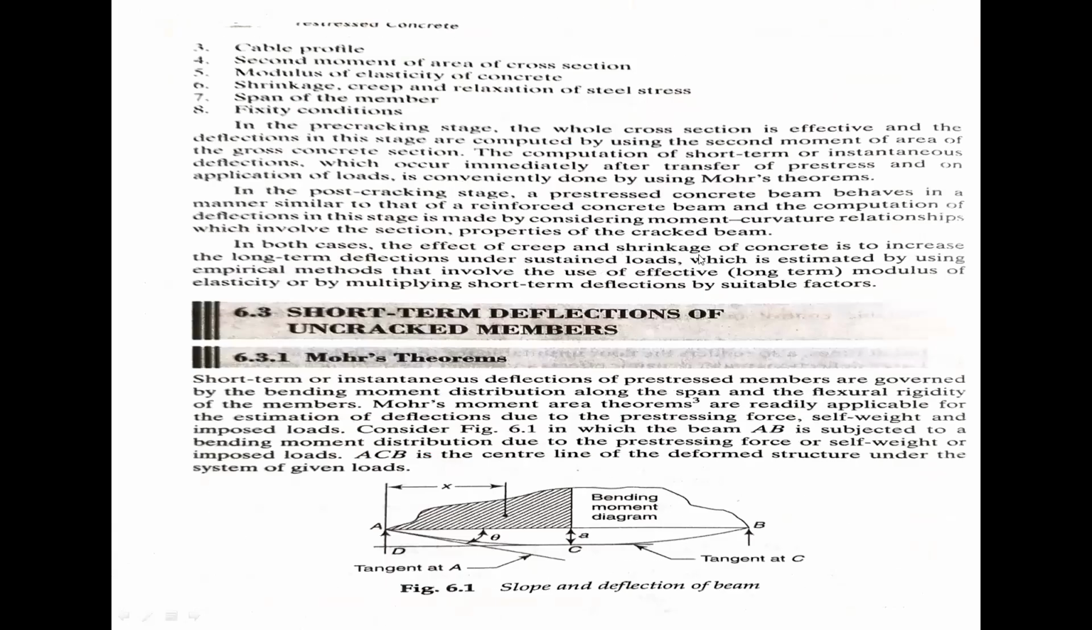Last class I explained short-term deflection of uncracked members. The Mohr's theorems have to be followed, mainly considering the deflection governed by the bending moment distribution along the span. First take the bending moment, then calculate the deflection. This topic was already explained last class. Now again I will explain the effects of tendon profile on deflection.